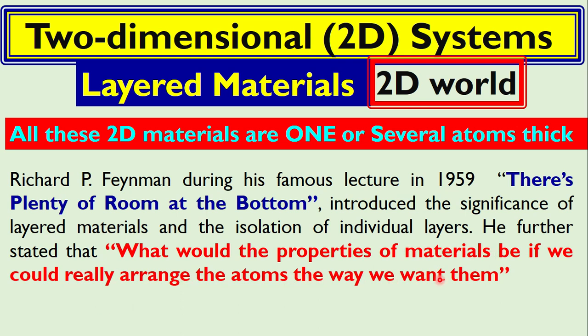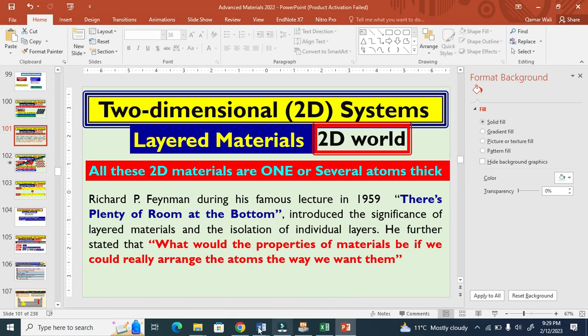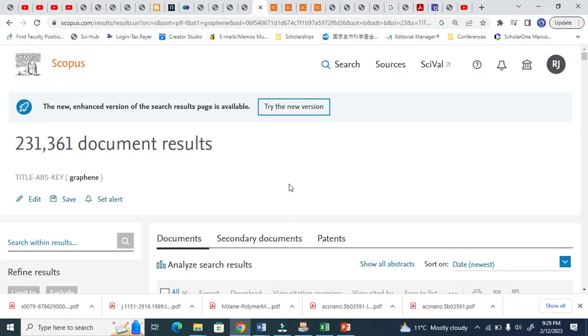It means that if we become capable of putting atoms in our desired positions, we will get whatever property we require in a material. This means that we can manipulate, we can tune the property of a material if we become capable of putting the atoms in our desired positions. So let me show you the importance in the progress of these materials.